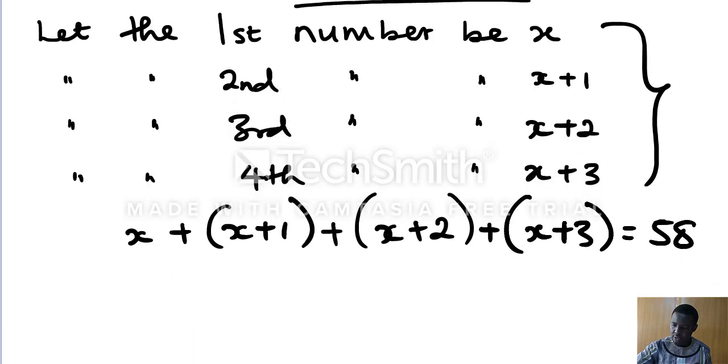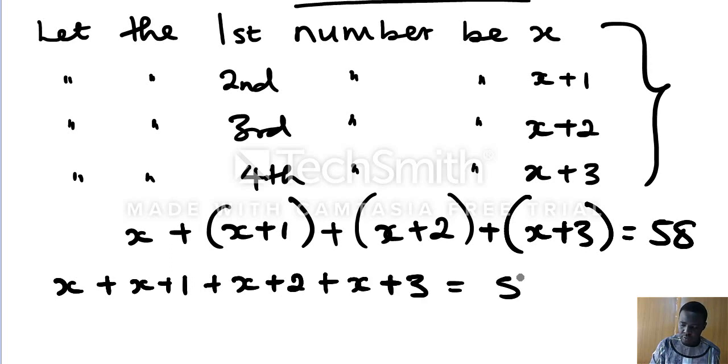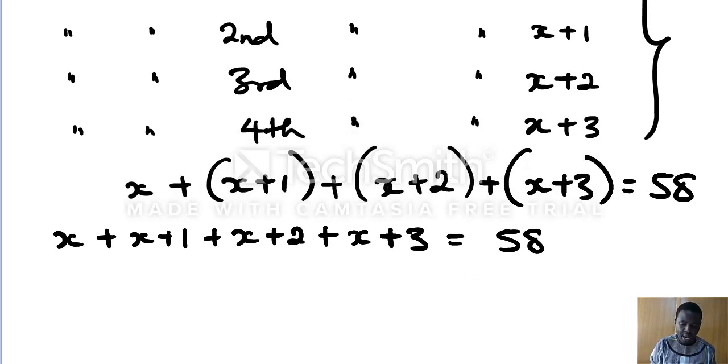So let's simplify this. I'm going to open the bracket and collect like terms. So this will become x plus 1 plus x plus 2 plus x plus 3 is equal to 58. On the left hand side, I'm going to collect like terms, meaning move all the x to the front while all the constant numbers will go behind.